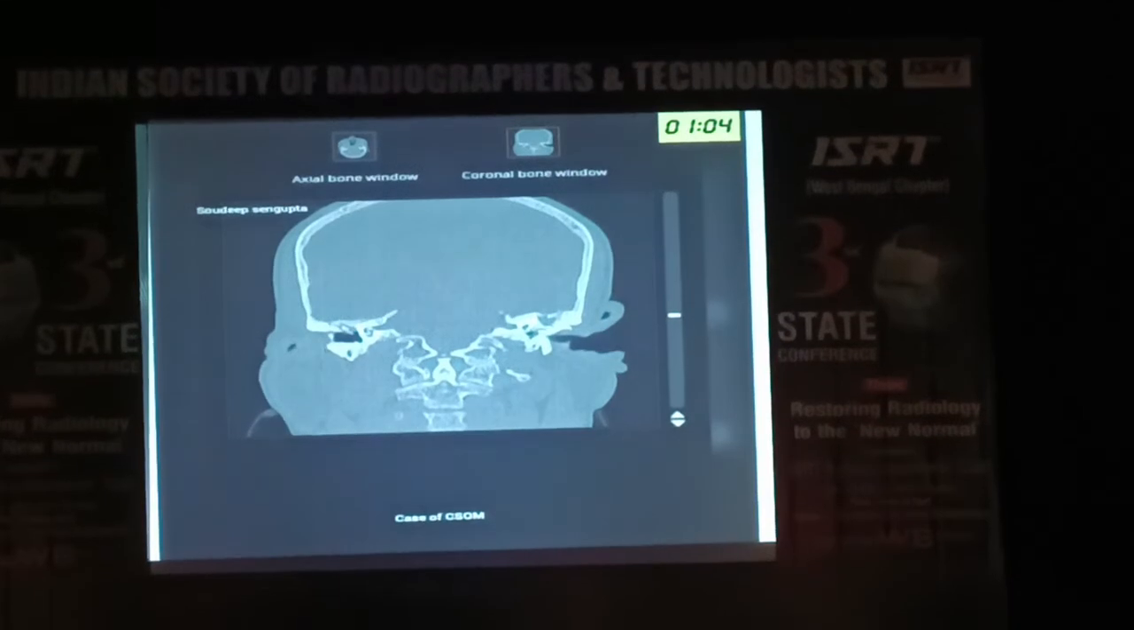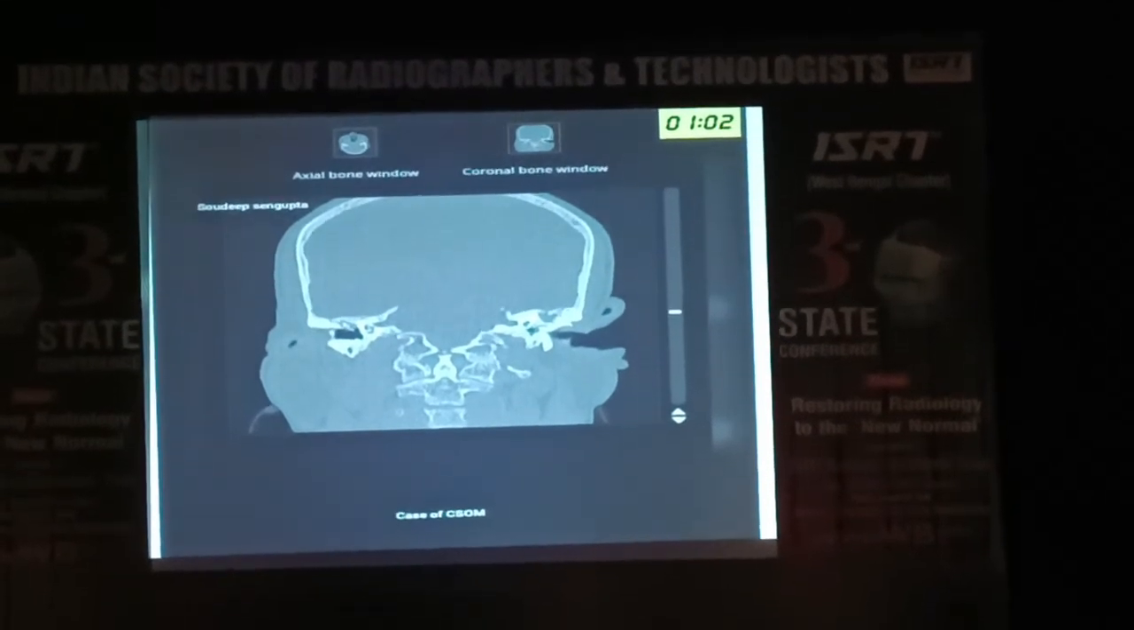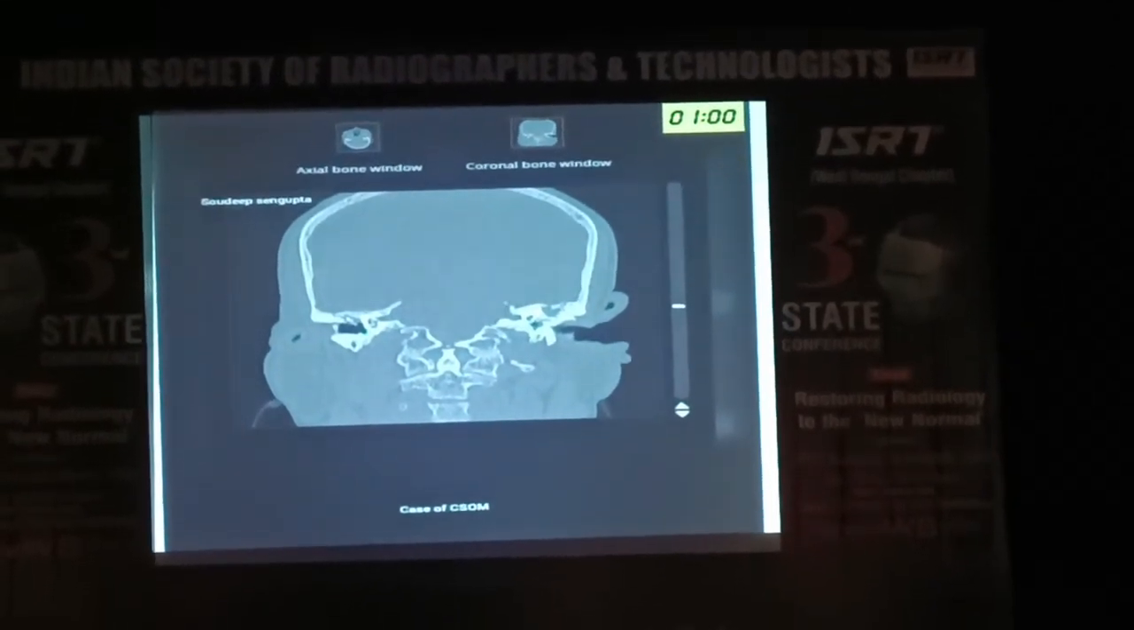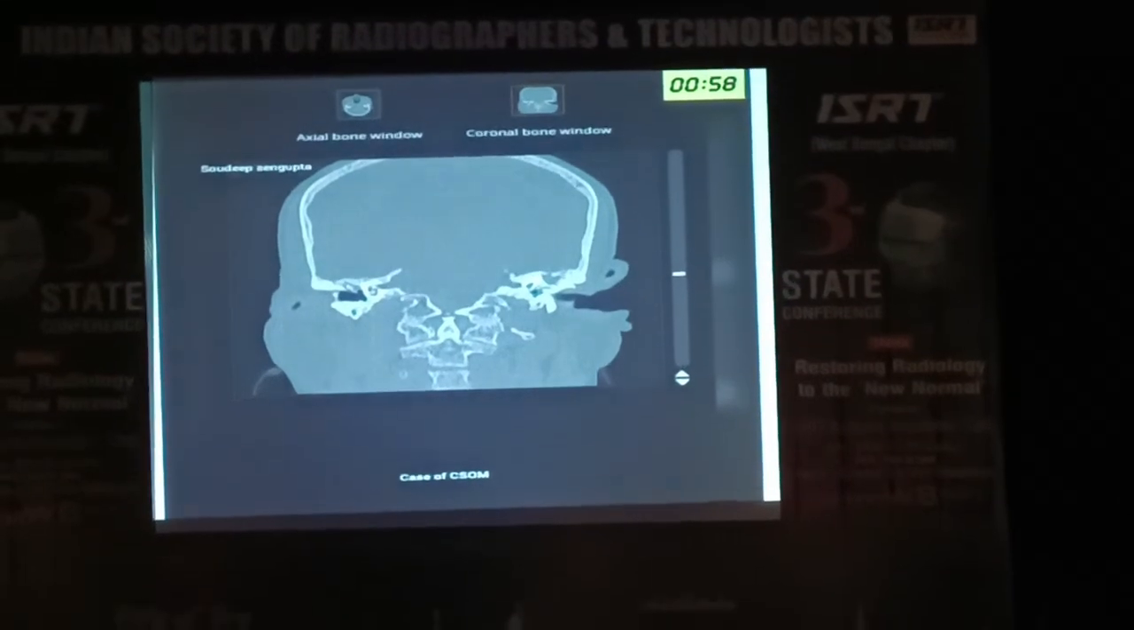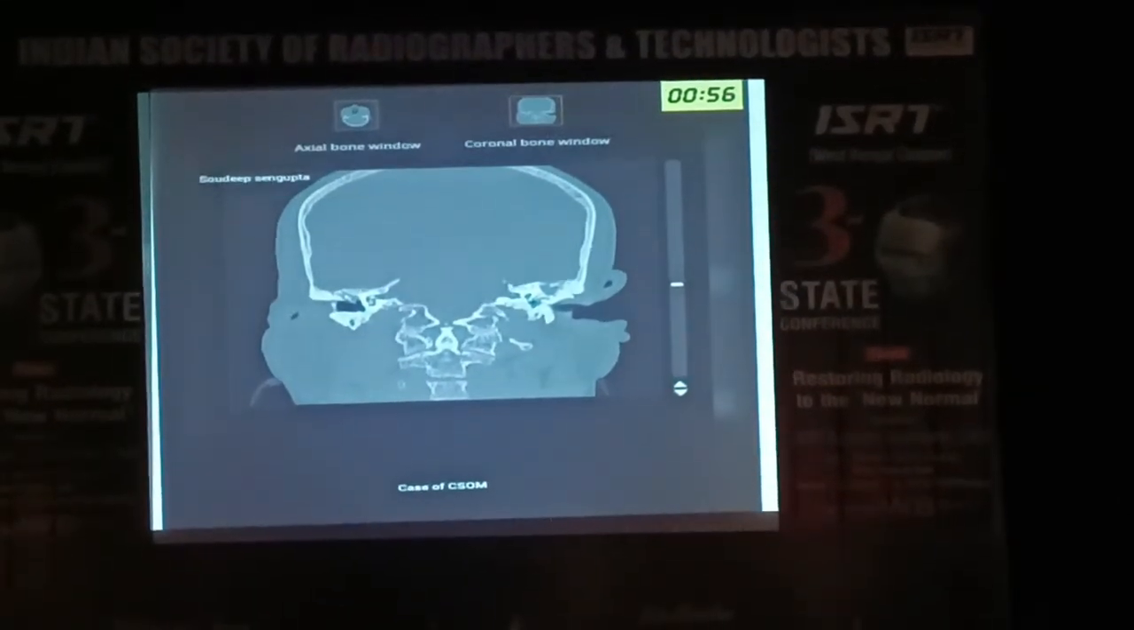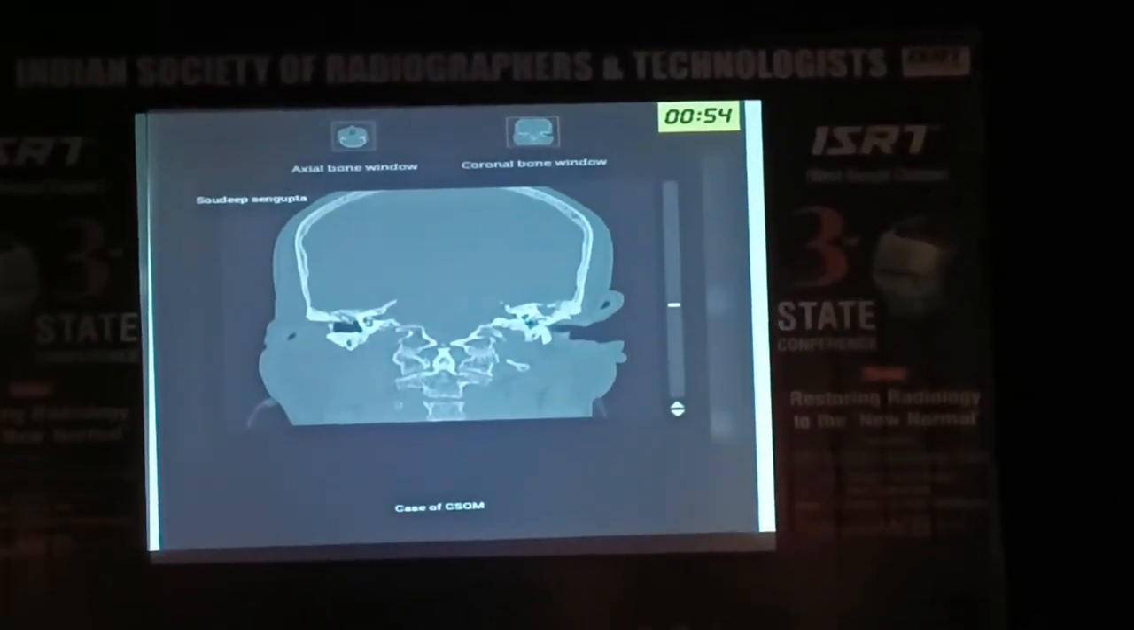The H shape is the part of the intermediate layer. The superior part of the H is the epitympanum, the middle is the aditus and antrum, and the inferior is the hypotympanum. So on that part we have to look for the CSOM.